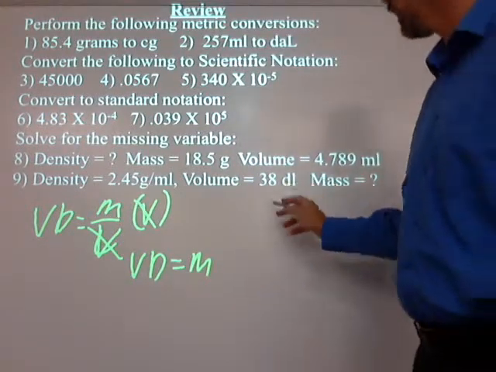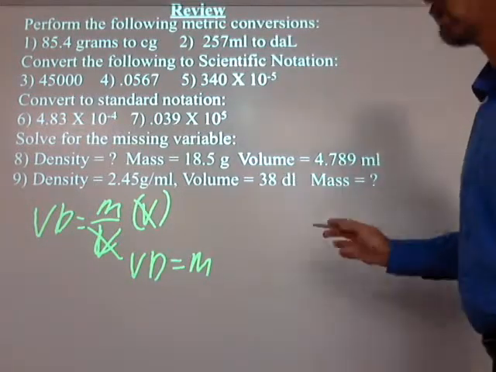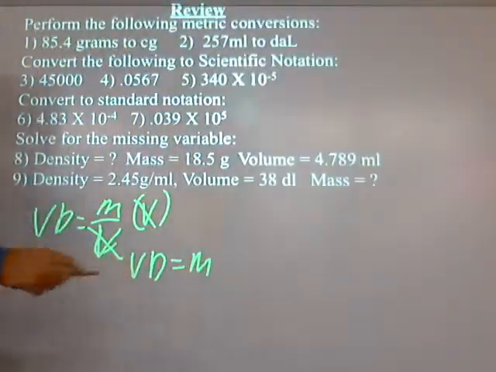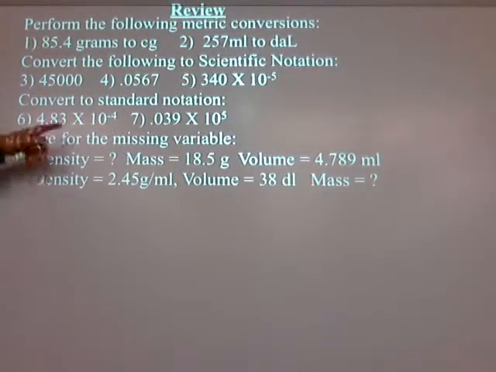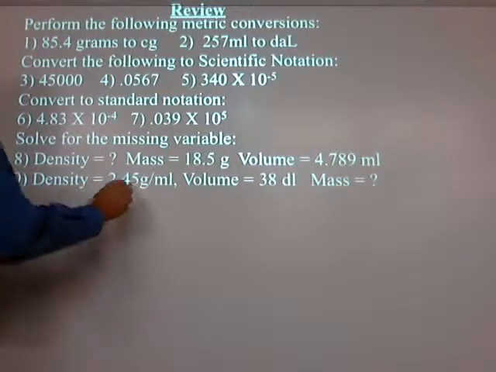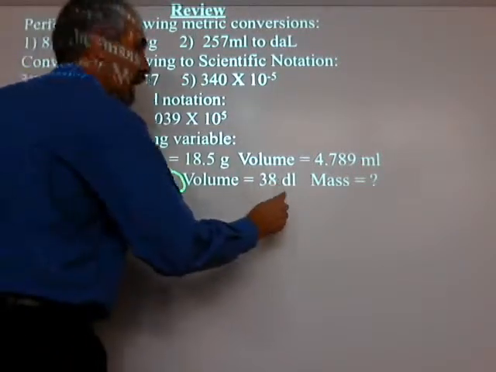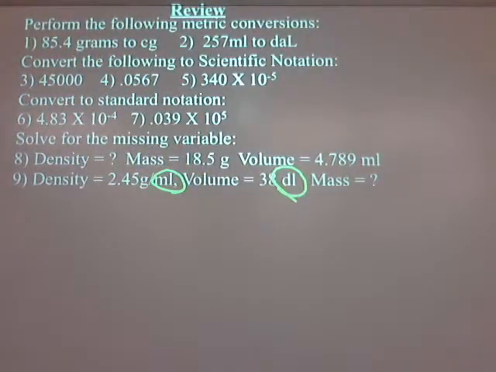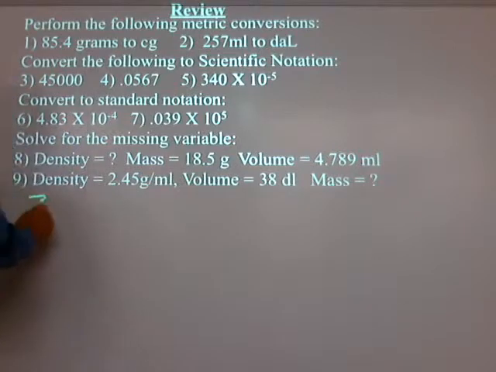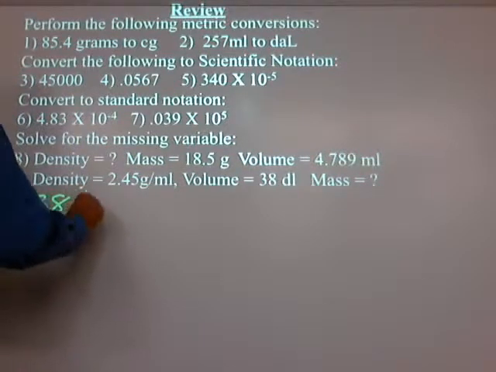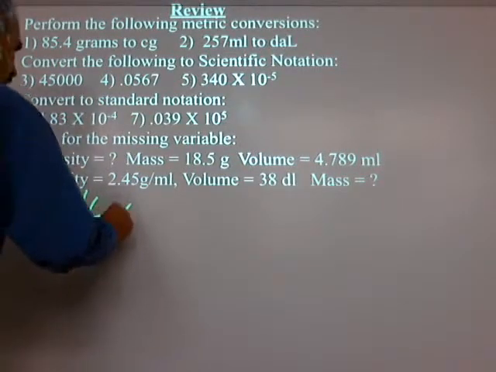Then you simply plug these two guys in, but we have a problem. And that's the reason why we write stuff down. I guess I should have done the writing down on this one, not on the other one. I've got 2.45 grams per milliliter, but I've got deciliters over here. I can't use 38 deciliters, and I bet some of you did. Okay? Because that's not the same unit. How do I convert 38 deciliters to milliliters?